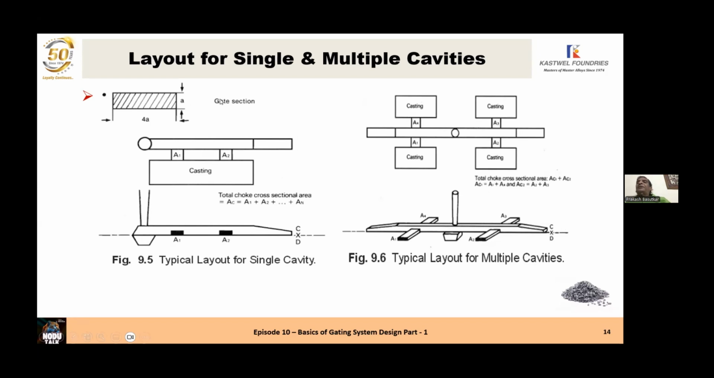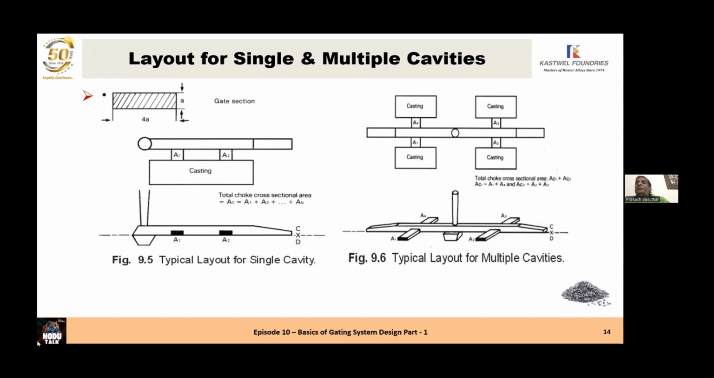section. The gate section should be square. If the height of the gate is, suppose, A, then the width of the gate should be 4 times the height, 4A. Just keep this in mind. And you can examine the gating systems in your various patterns in your foundry to see whether this relationship is maintained. So you have a gate with a height of dimension A and the width is 4A. So this is an important point to remember.